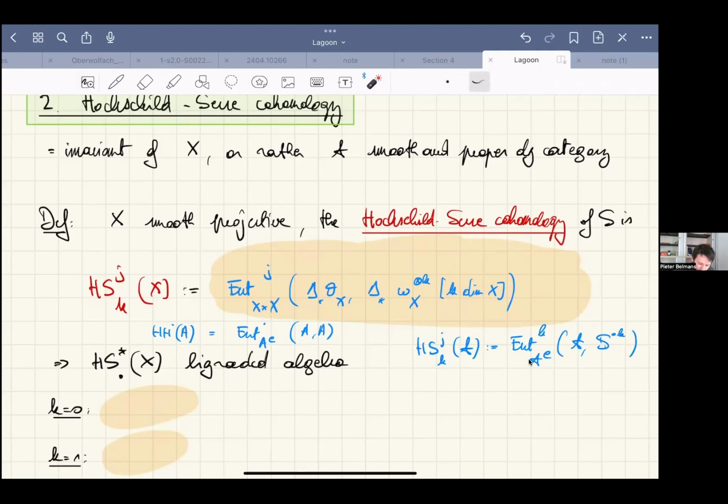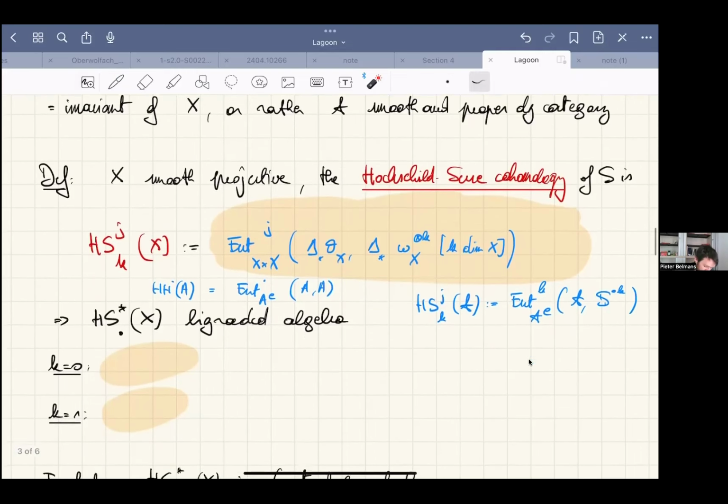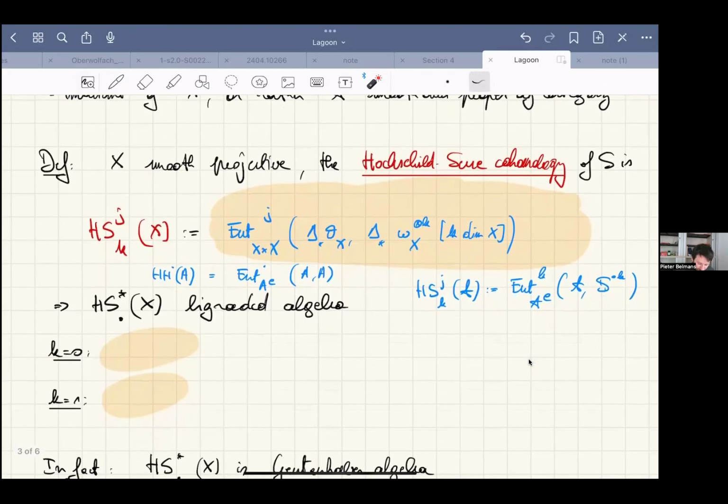So under this smooth and proper condition, we can define the Serre functor, and we can define this now in this complete generality. And by using the composition in the derived category of X times X, or in the derived category of the enveloping category, this thing becomes very easily a bi-graded algebra.